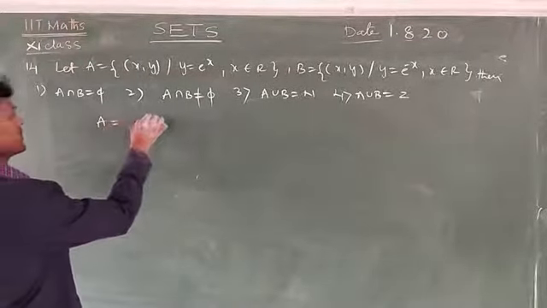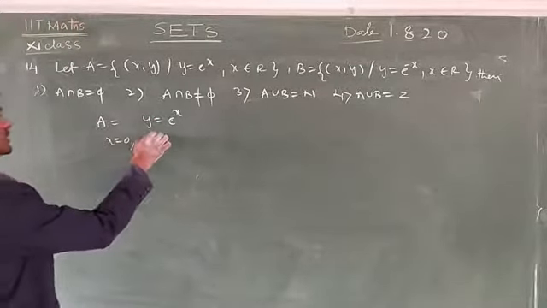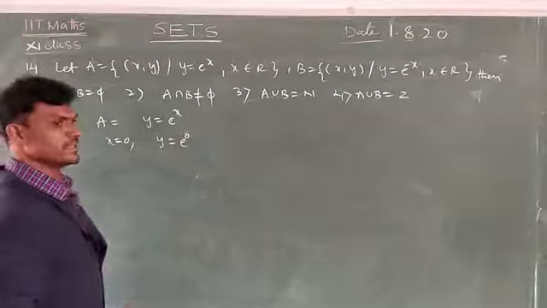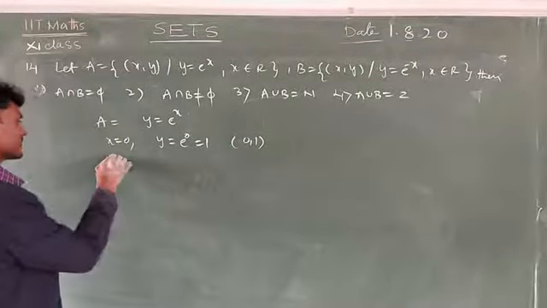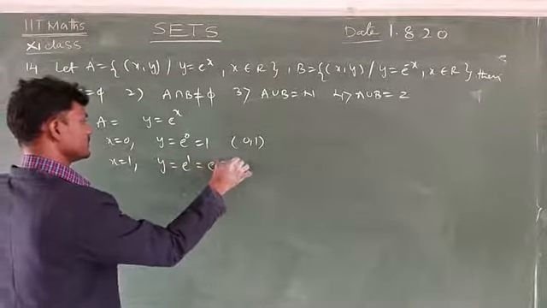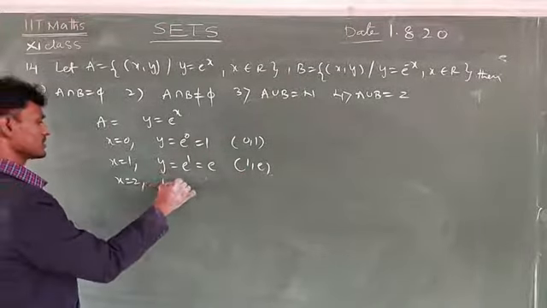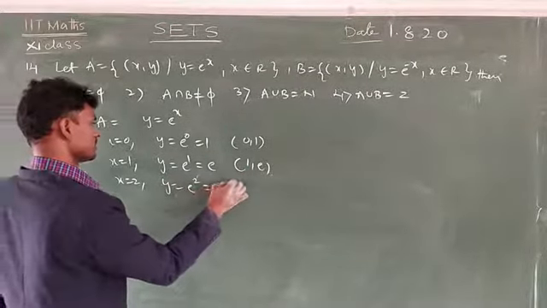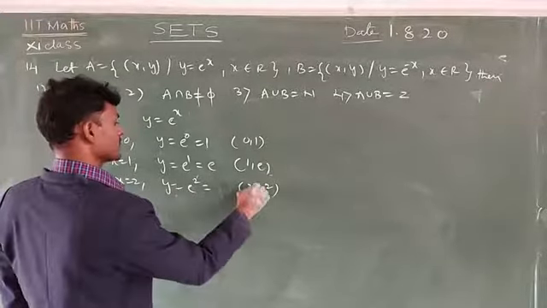Let A be y = e^x. Take x = 0, then y = e^0. Anything to the power 0 is 1, so (0, 1). Next, take x = 1: y = e^1 = e, so (1, e). Again take x = 2: y = e squared, so (2, e^2).